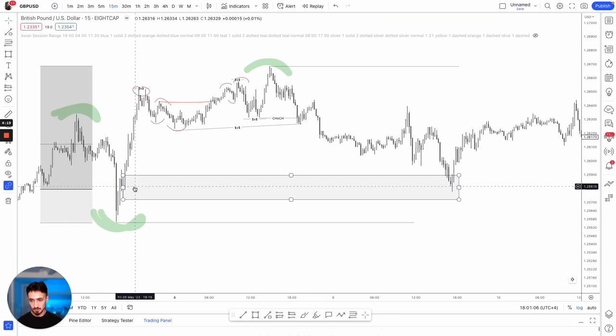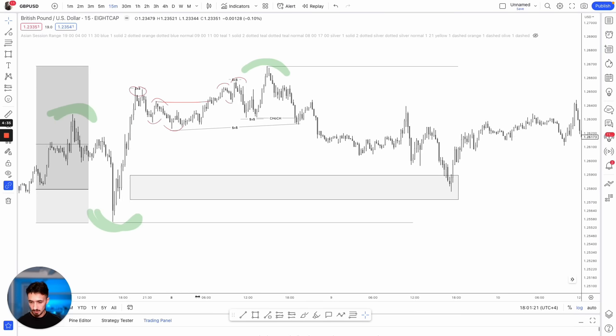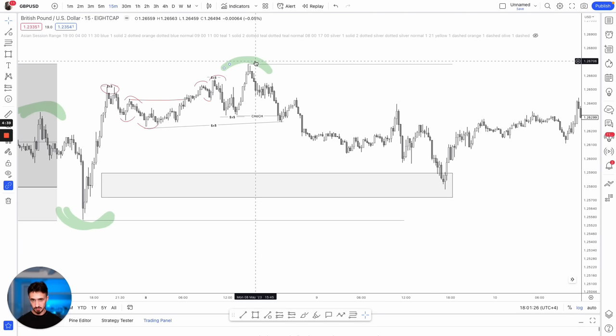So why have I drawn out this box? This box is a point of interest. A point of interest simply means an area of price that you would be looking for a reaction out of, or a potential area that if certain things happen, you'll get into the market. Why have we selected it? It's an order block. We're simply looking for an order block in the discount of the swing structure.